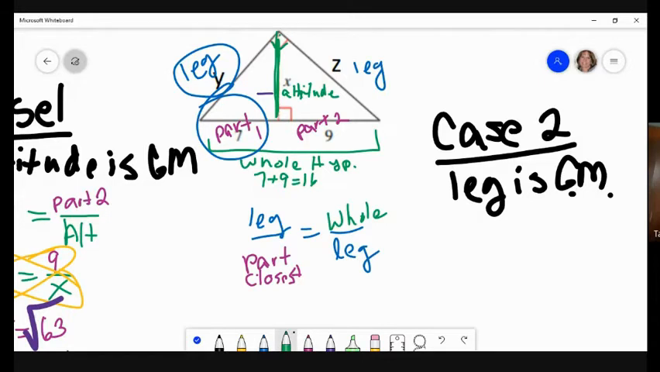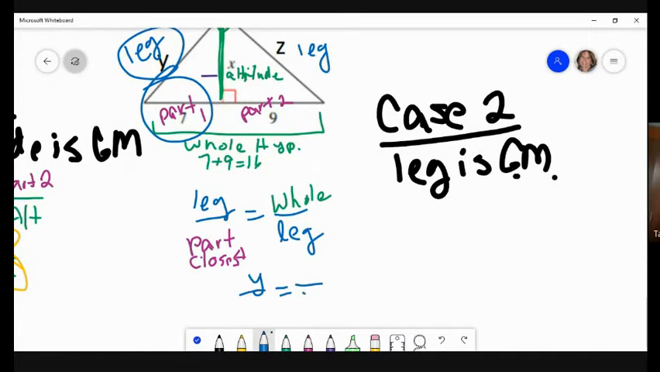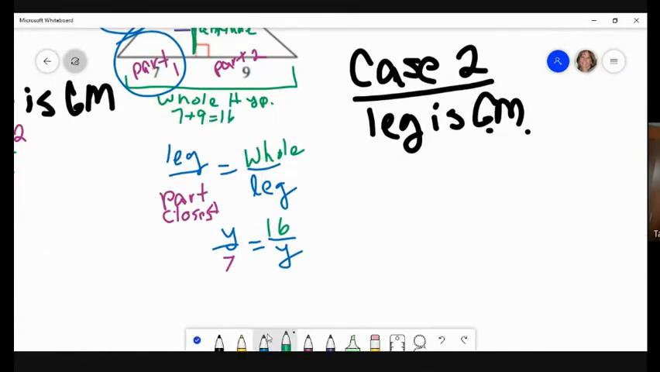So setting up for our first one, which is the y, let me move it just a little bit so we have a little more room. There we go. All right, so our leg is again y, and he is going to go into our duplicated position. Part 1, which was closest to my y, is the value of 7. And then, of course, our whole hypotenuse is 16. So we're again now going to cross multiply.